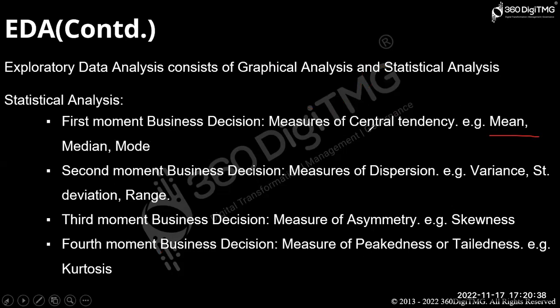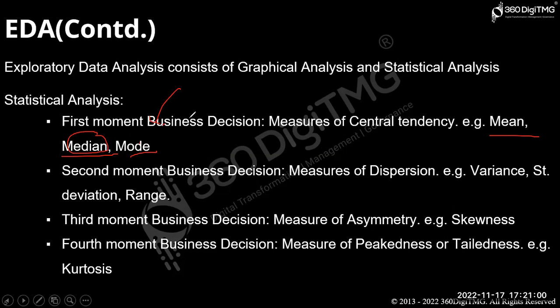So what exactly will we have in the first moment business decision? We'll have mean, median, and mode. So whatever data you have, first we will be finding out the mean, median, and mode. This we will be calling the first moment business decision. What is the mean of that data, and what is the median of the data? When we will go with mean and when we will go with median, that we will discuss.